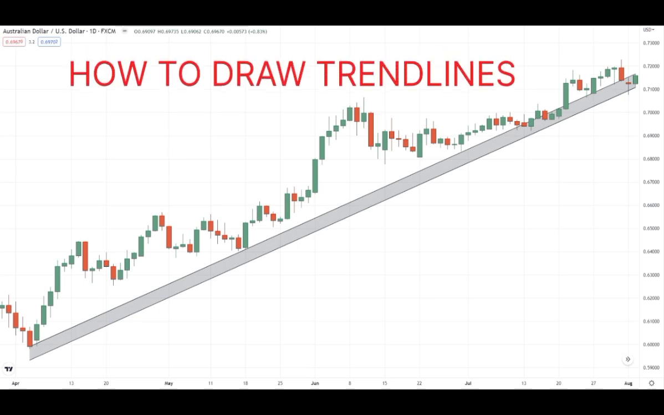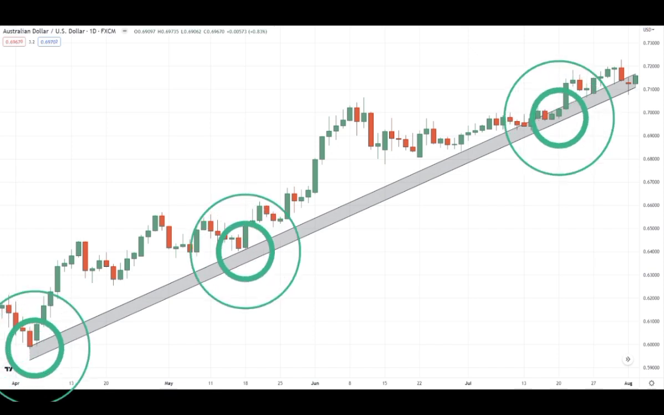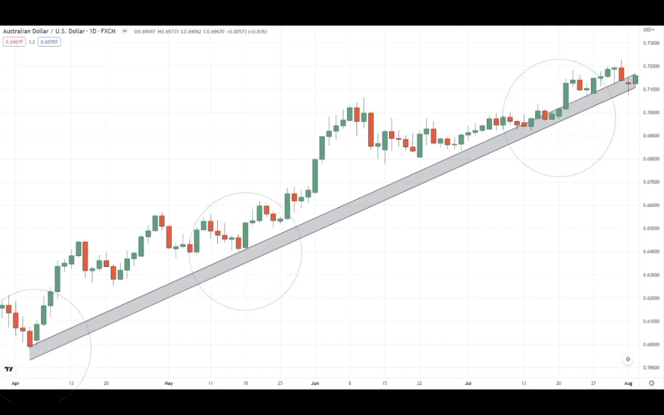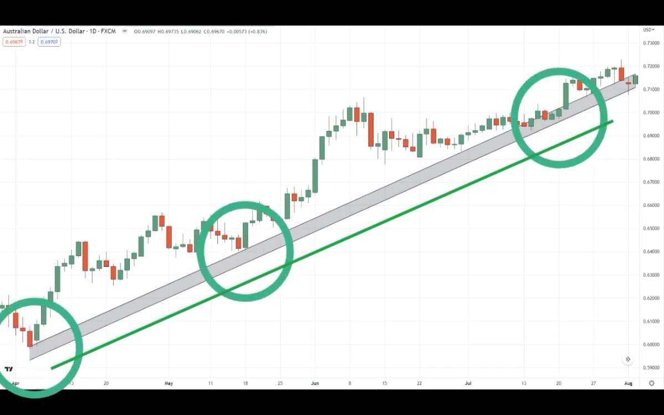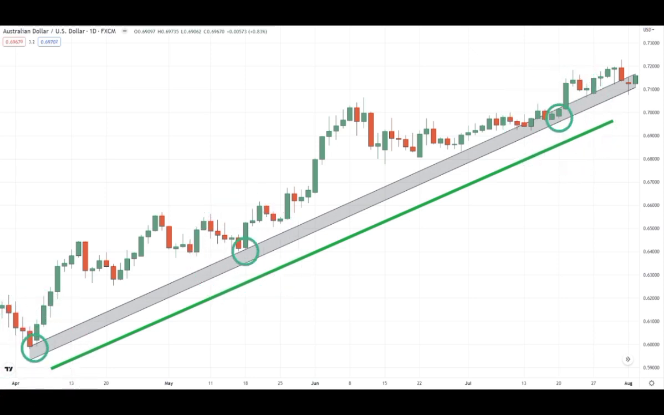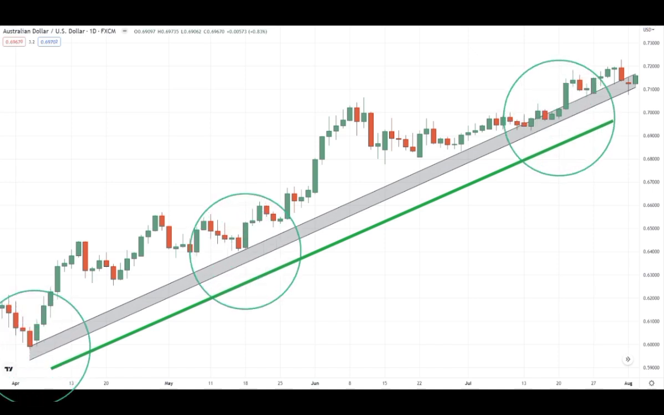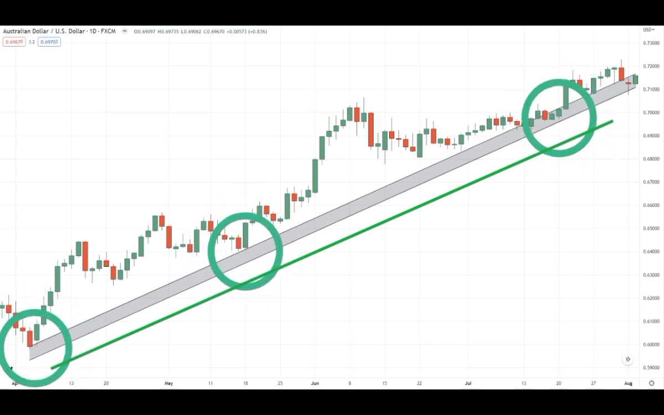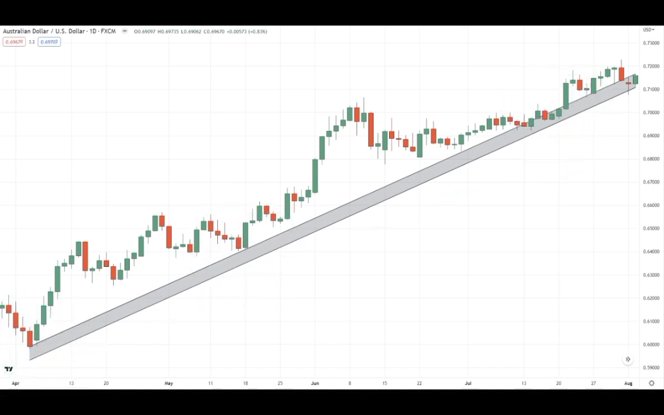It's all about precision. To draw an upward trend line, first identify two or more significant lows in the price action. Start with the lowest point of the trend and draw a line connecting it to the next higher low. Remember, the more times the price touches this line without breaking it, the stronger the trend is. This is what makes trend lines such an important tool. They allow you to identify not just the direction of the trend, but also its strength.